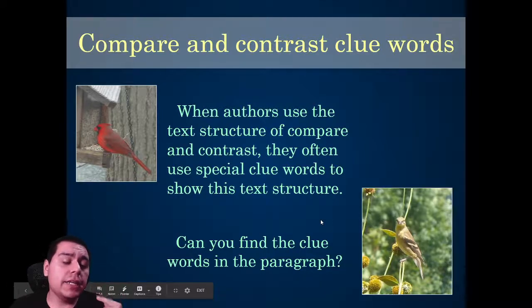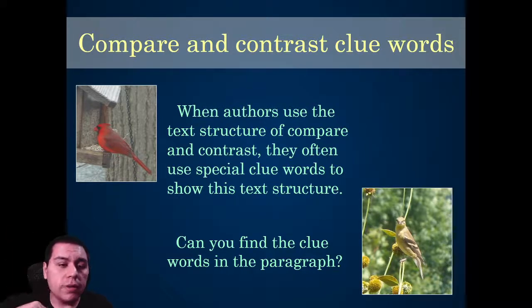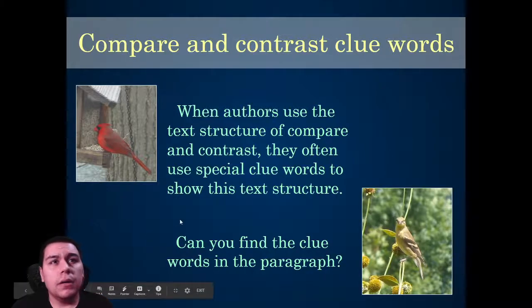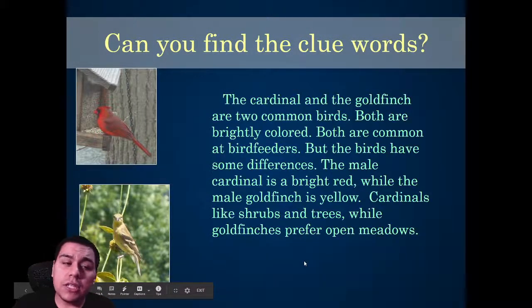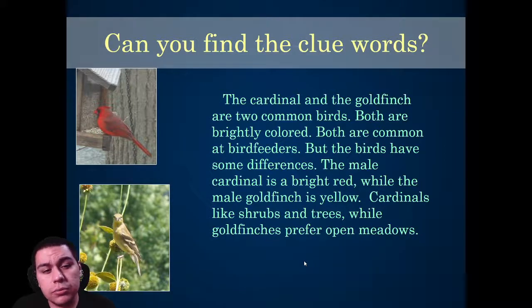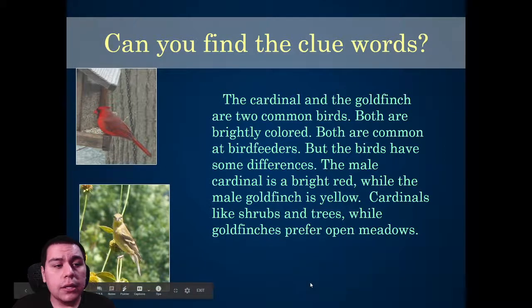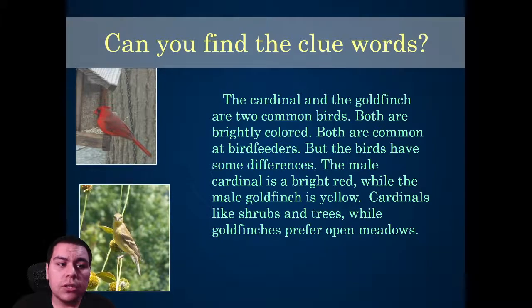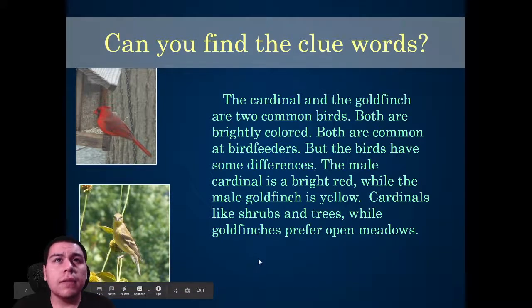So there, instead of putting everything in order of how it happened, they used compare and contrast. They talked about how the birds were the same and how they were different. And just like with chronological order, there are keywords, there are clues in the writing that can show us that they're using compare and contrast to show the differences.